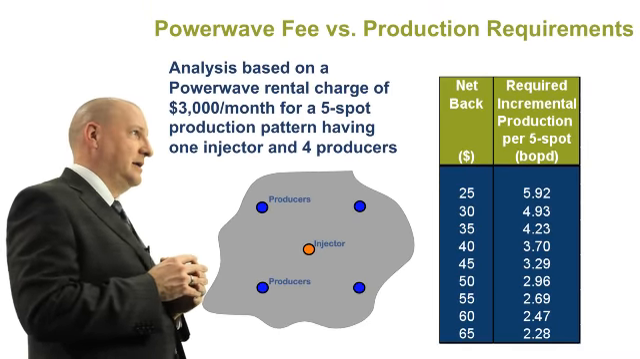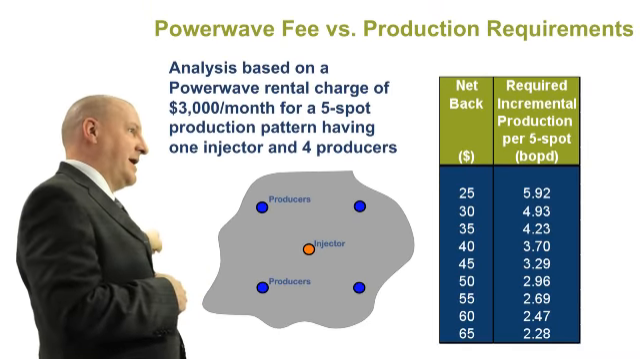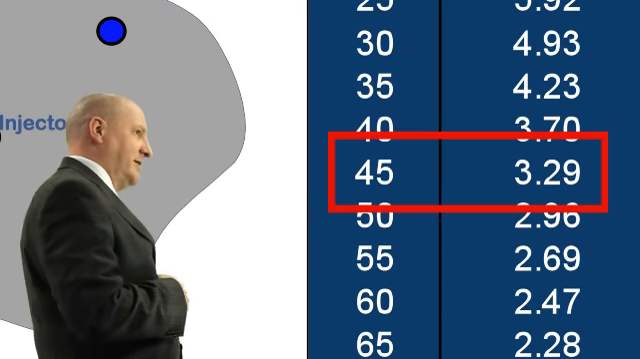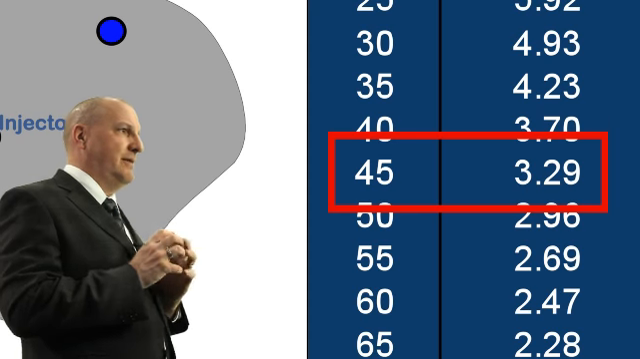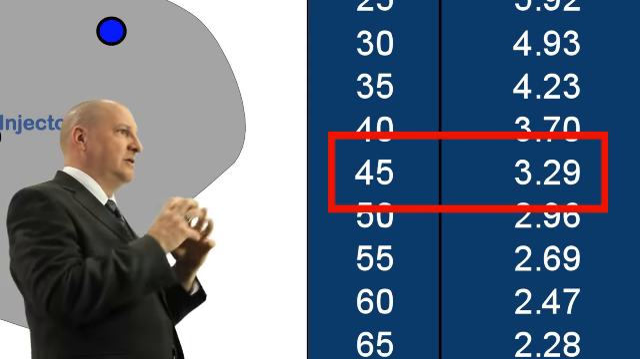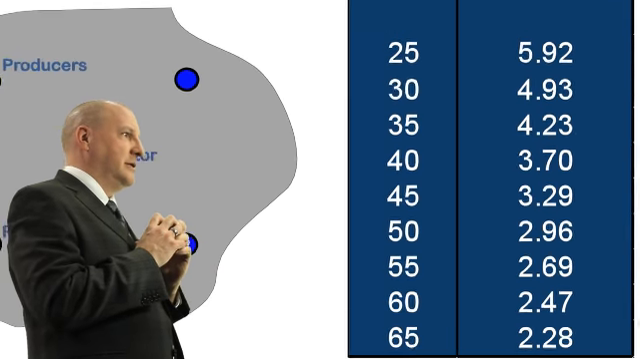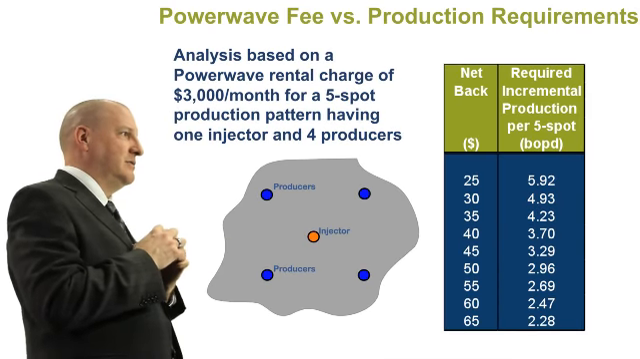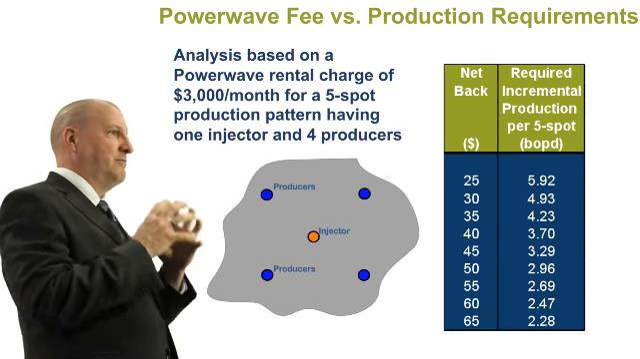to practice that. So if I'm looking strictly from a netback, if I have a netback of $45 on a typical 5-spot pattern, I'd need 3.29 barrels a day collectively over those wells in order to break even on the rental. So it's a very inexpensive use of technology to have a big upside.